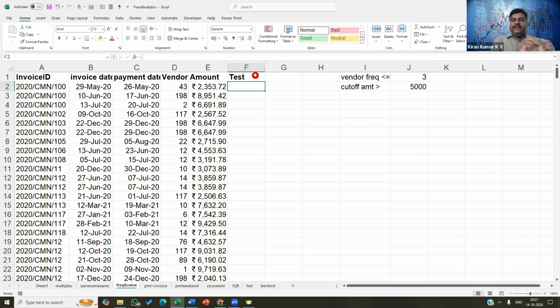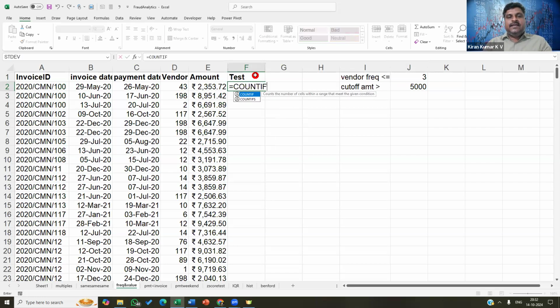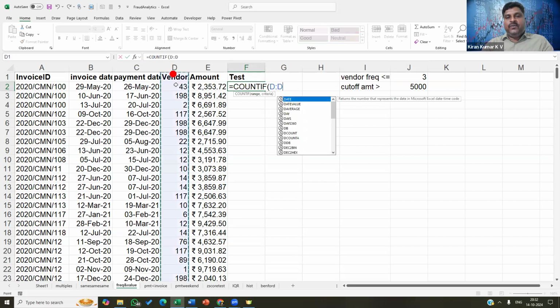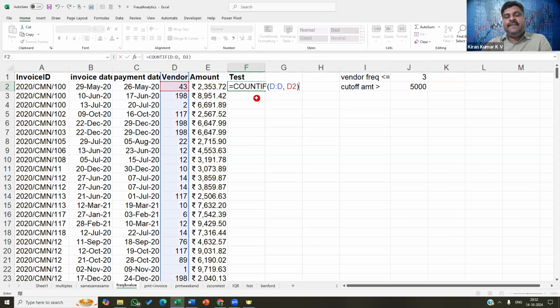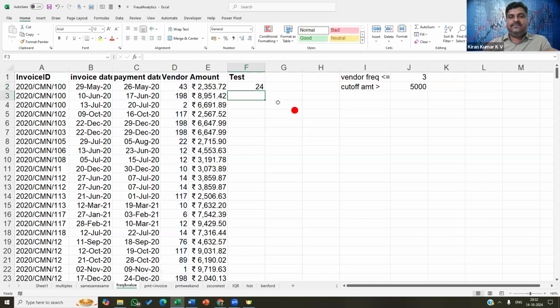Similar to what we did with COUNTIFS, I'm going to use COUNTIF here because there's only one condition I want to test for. Watch this. I'm going to say COUNTIF, the vendor frequency, for the vendor number. This will give me the number of times this vendor code appears. For example, this vendor, the 43rd vendor, appears almost 24 times. Like this, you can click.